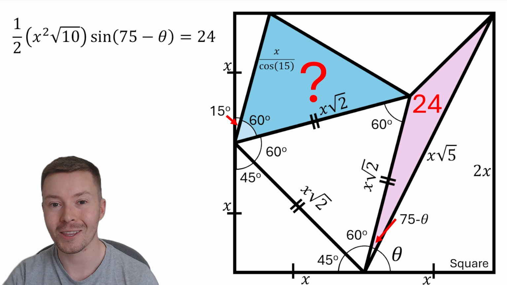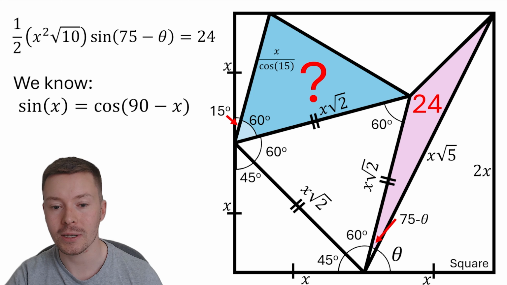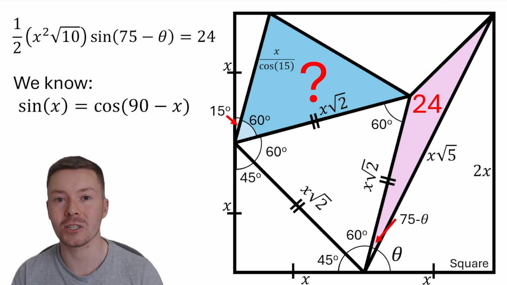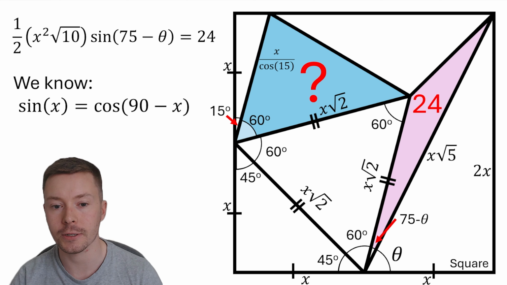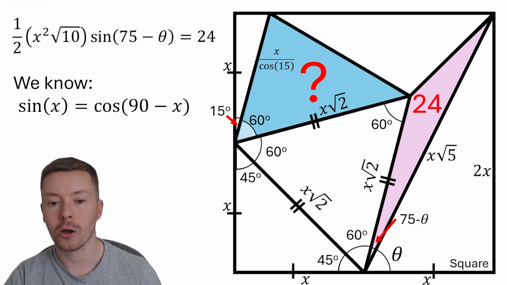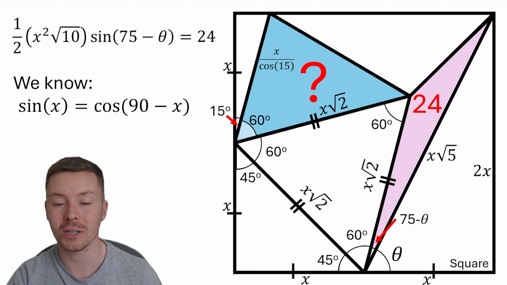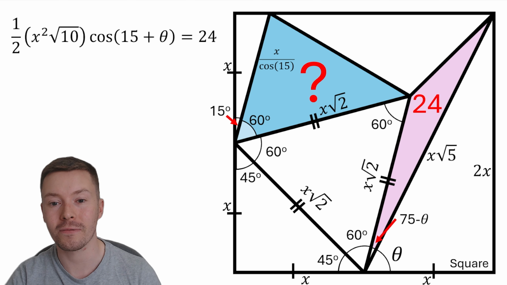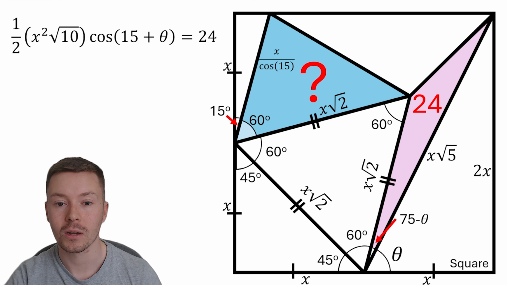And then I want to consider this sine of (75 minus theta). We know that sine x is equal to cos of (90 minus x). So using that, I can do cos of 90 minus, in brackets, 75 minus theta. And what I get is cos of (15 plus theta).